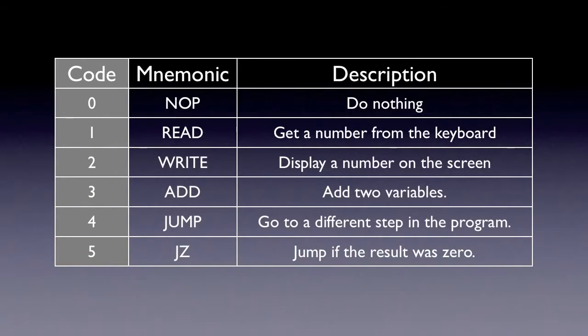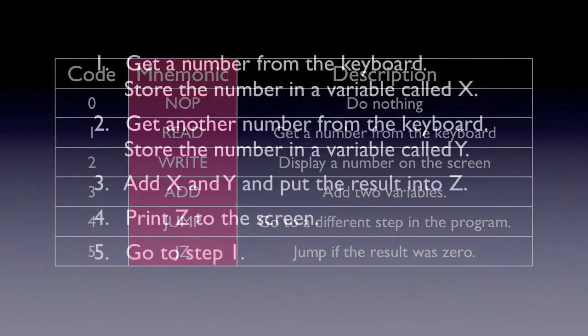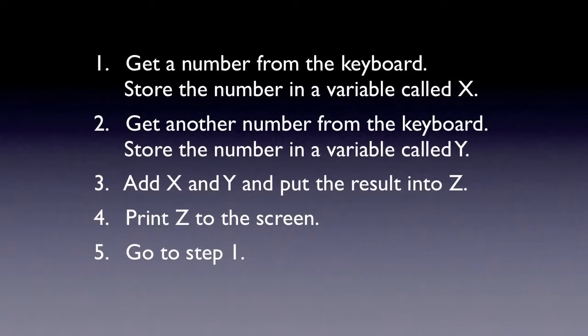Each instruction has a code and a mnemonic. The code is what the microprocessor actually understands. The mnemonic is used by the programmer instead of the code, as it's easier to remember than a number. Let's take another look at our example program. How could we write this so our fictional microprocessor can understand it?